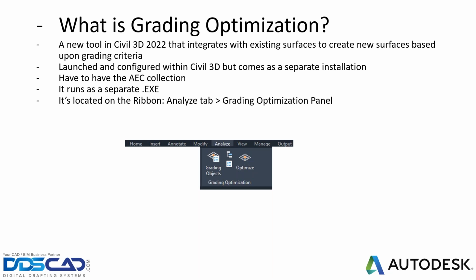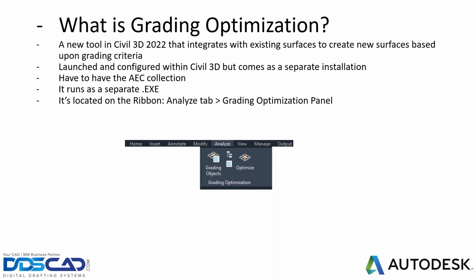First off, it's only in 2022. Basically, the whole purpose of it is to integrate with surfaces, your existing ground surface, to create a new surface based upon grading criteria that you apply to regular AutoCAD objects. They don't need a 3D elevation or anything. You can define elevations for specific grading objects, and it'll grade those objects based upon that, but you don't have to have any elevations from the get-go.